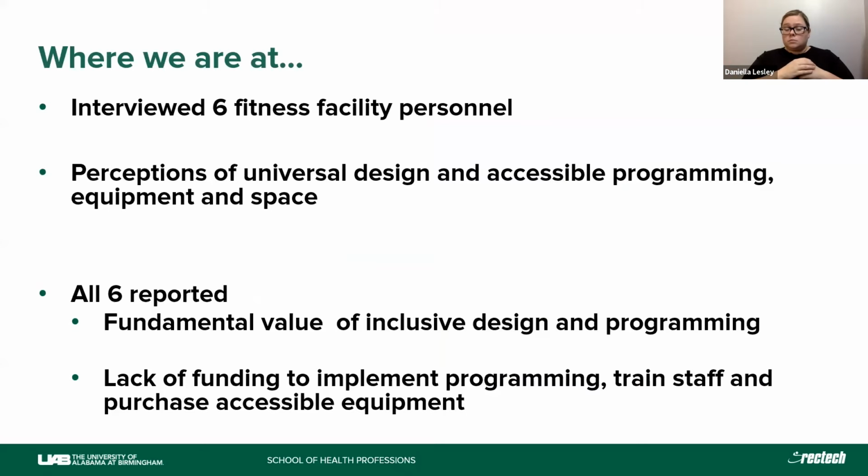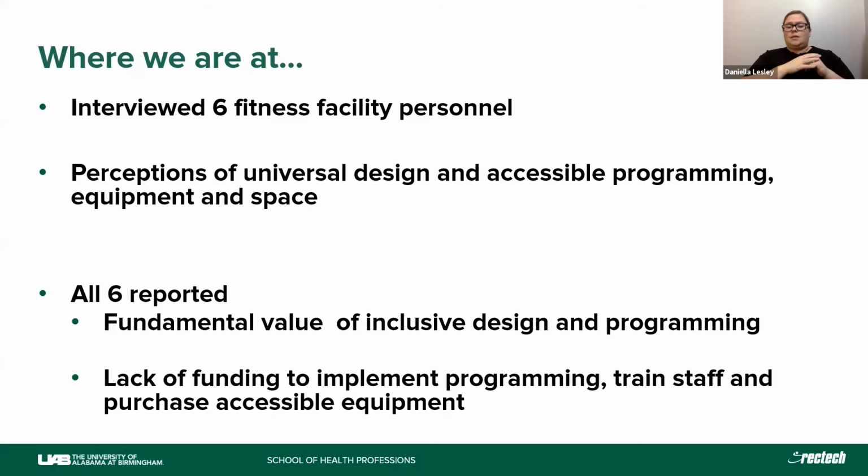And so where are we at? We have interviewed so far 6 fitness facility personnel. We're hoping to interview at least 20. And we're interviewing them to learn their perceptions of universal space, what their programming, is it accessible? Is their equipment accessible? Is there space? And how they feel like we can move forward. For the ones, we definitely are interviewing facilities that are adapted. And so what are the lessons learned from those facilities?